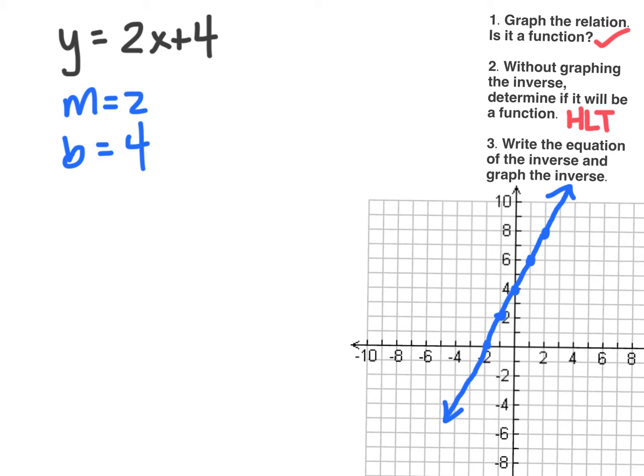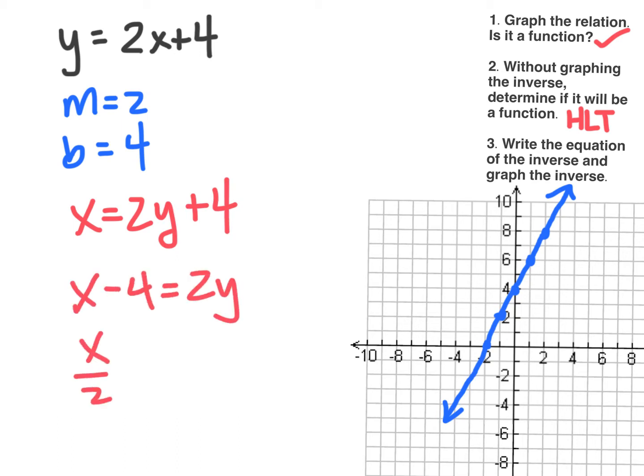All right, now let's write the equation of the inverse and graph it. So, to write the equation, we swap x and y and solve for y. x minus 4 equals 2y. x over 2 minus 4 over 2, which is 2, equals y. All right, now we'll graph that. This has a slope of 1/2 and a y-intercept of -2.